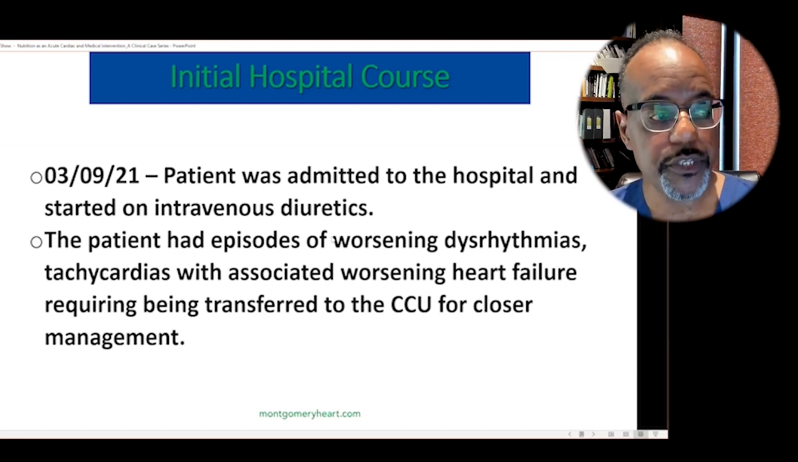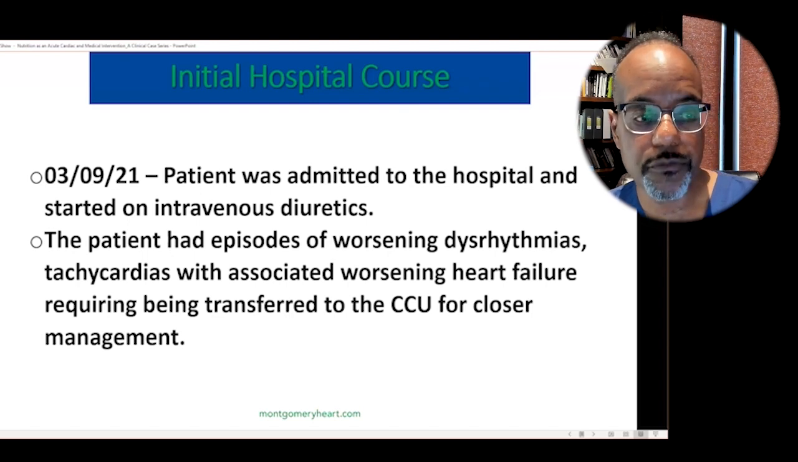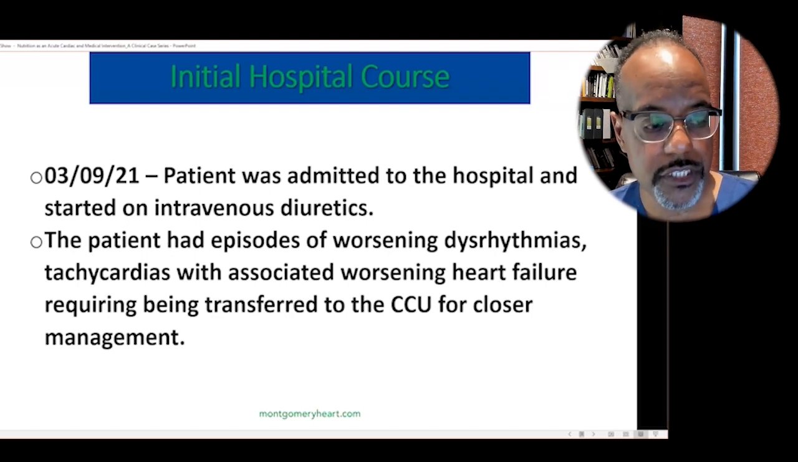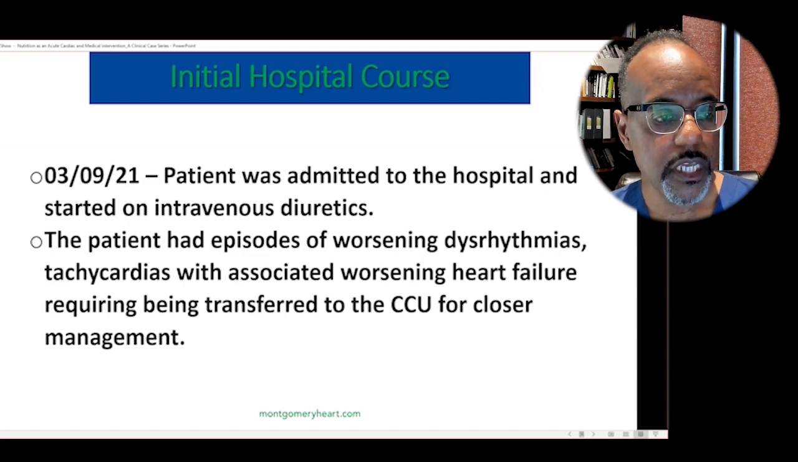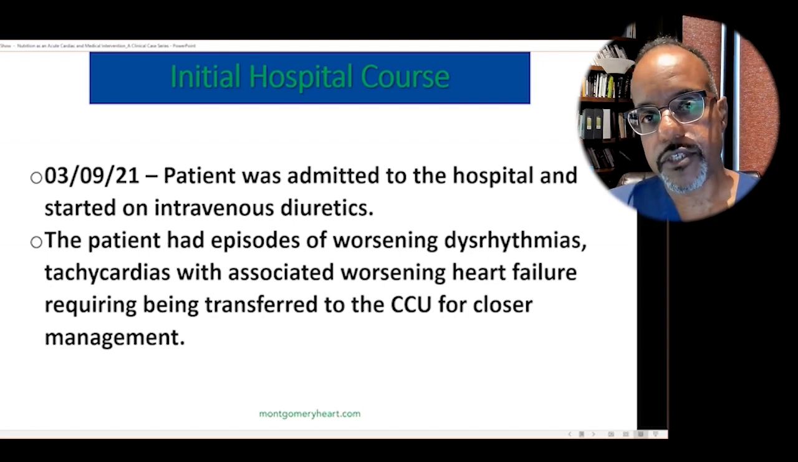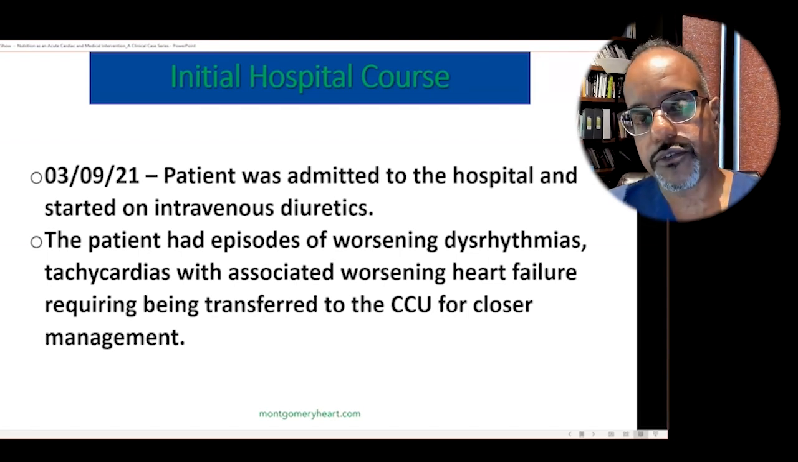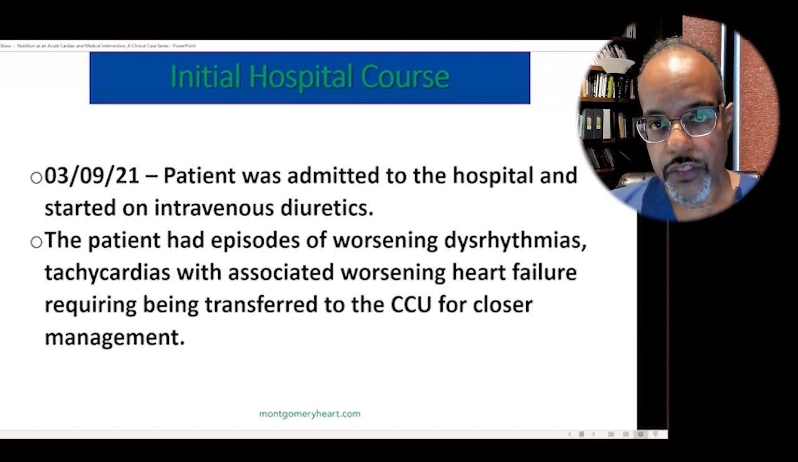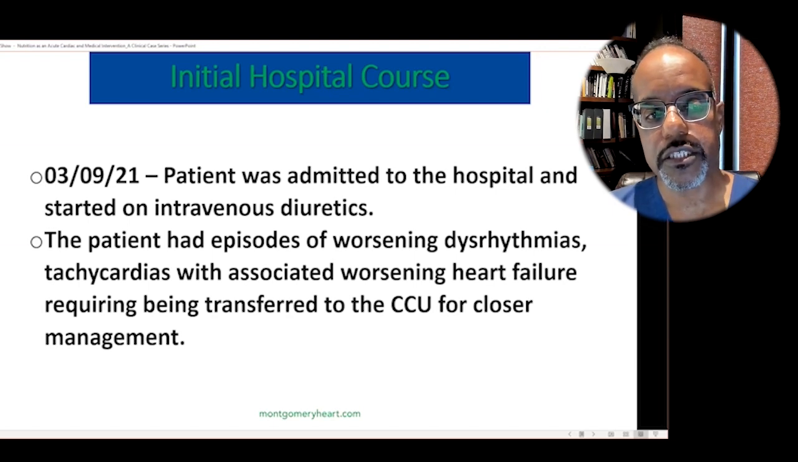She had a history of lupus and was probably in a lupus flare. Those may have been contributing to some of these symptoms. She had episodes of worsening dysrhythmias while in the hospital, worsening heart failure, requiring transfer to the CCU. Now, as I said, she was having some other symptoms of a lupus flare, so I think the lupus flare was contributing to this. So you had systemic inflammation from one other etiology, if you will, that was contributing to her overall ischemic inflammatory milieu.